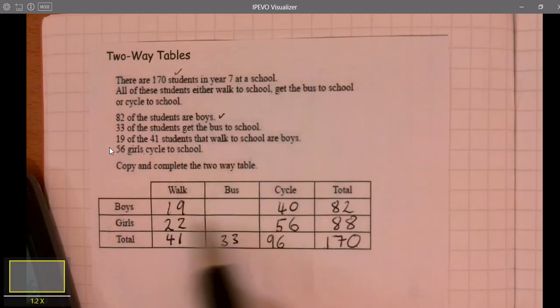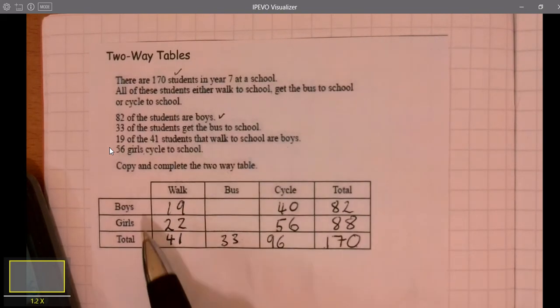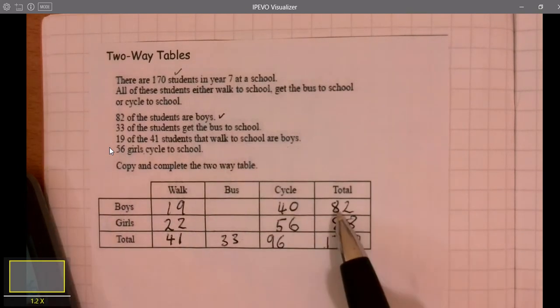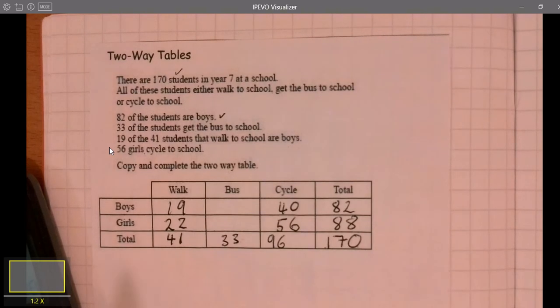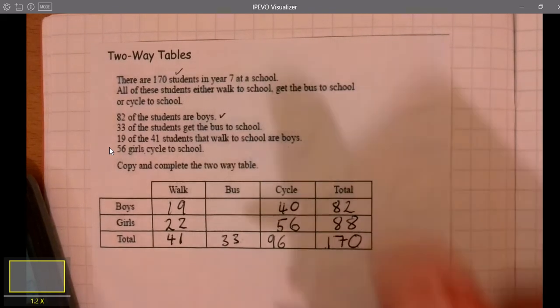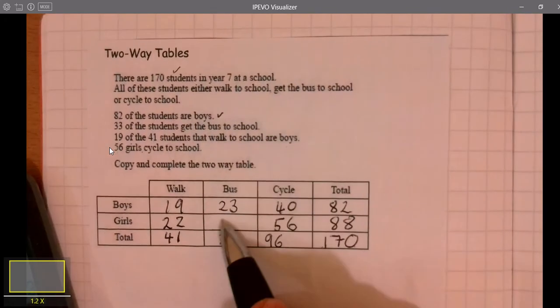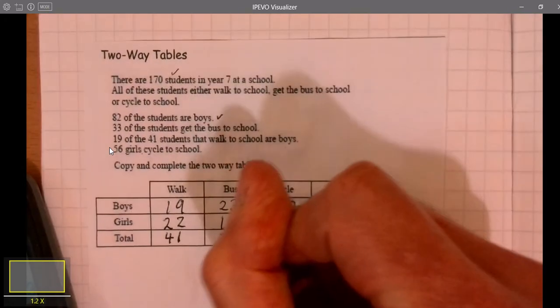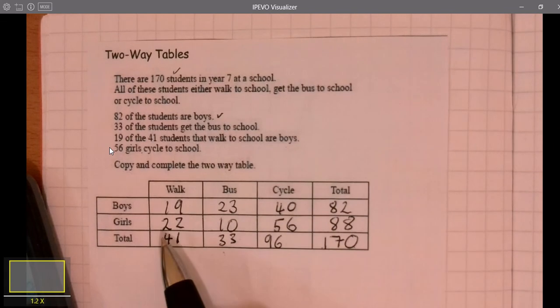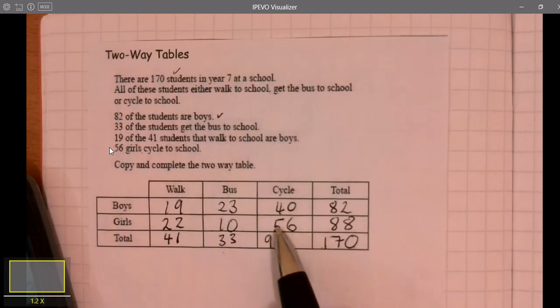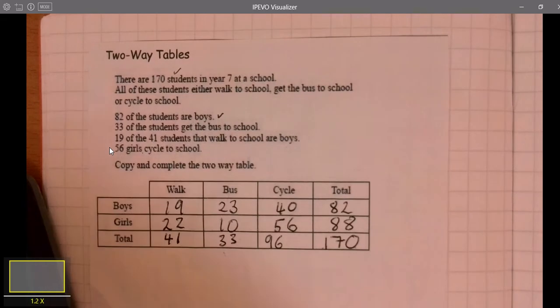Now I can work going across to get these over here. So 19 and 40, that's 59. So 82 take away 59 is 23, and therefore that other number has to be 10, looking at it that way. Just a quick check, going back this way, 30, 80, 88, yep, it all seems to work.